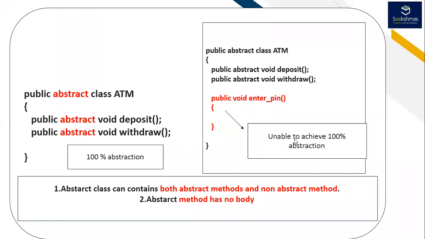And why are you unable to achieve 100% abstraction in this case? You are using the abstract class, fine. You are using the abstract method, fine. But see, a non-abstract method is also there. You can provide the implementation here only. Non-abstract method means the body is already here, and there is no body for the abstract one. So in the first case, you can achieve 100% abstraction, and you are unable to achieve it in the second case.